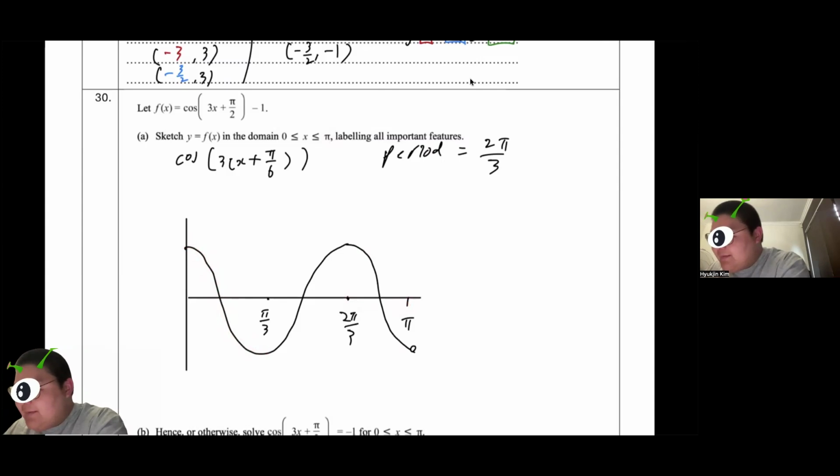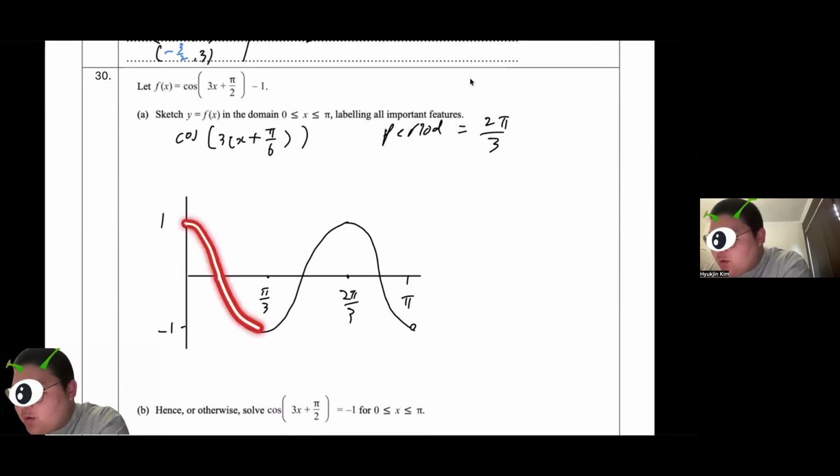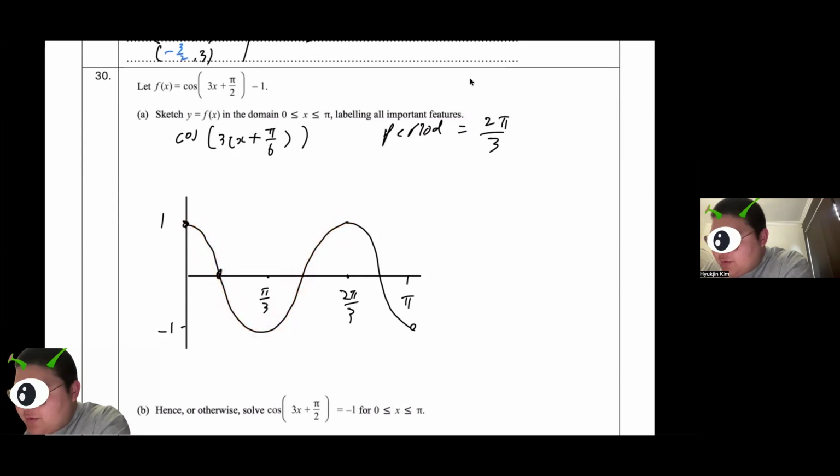Now, label all the important features. So that probably means find our x-intercepts as well, and then the y-intercept, -1. It always makes the x-intercept a quarter of the way through the whole thing. This means whatever 2 pi on 3 is, just divide by 4, or halfway of pi on 3, which is just pi on 6. Same thing here, just in between.